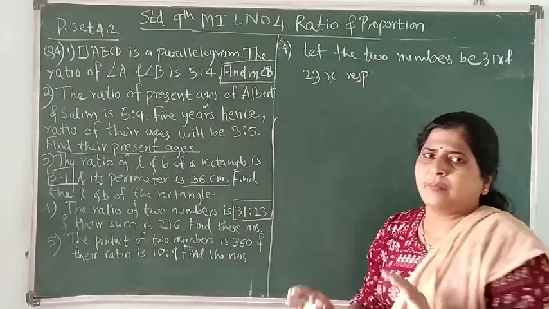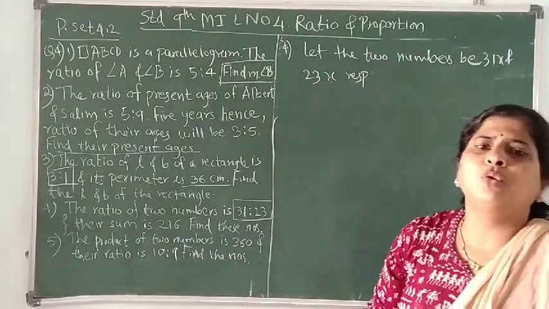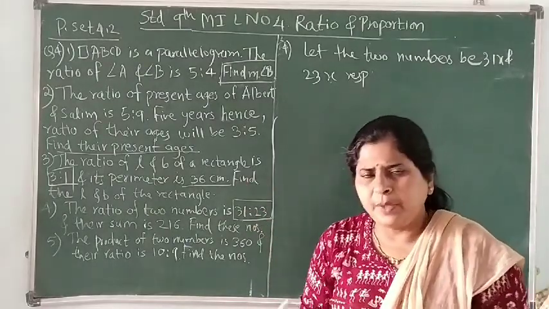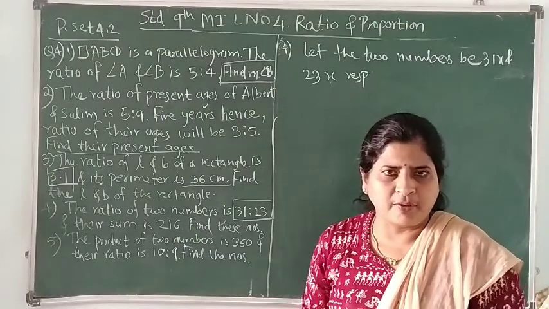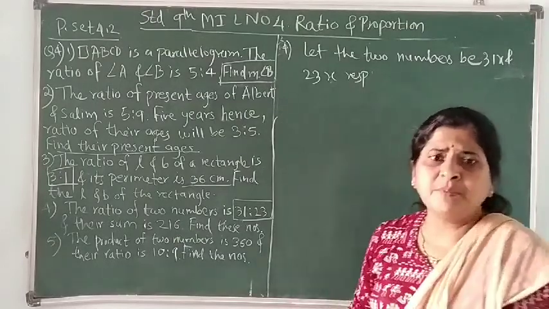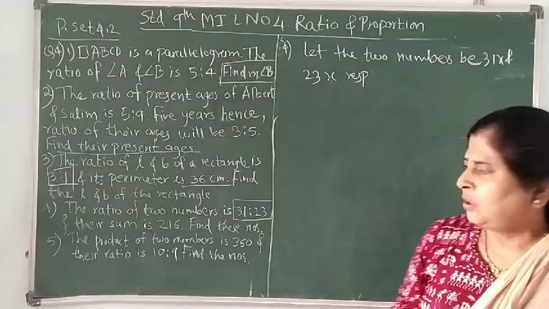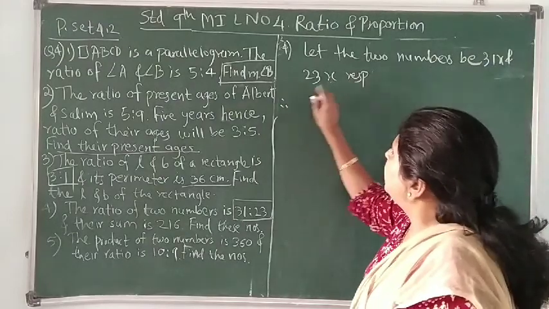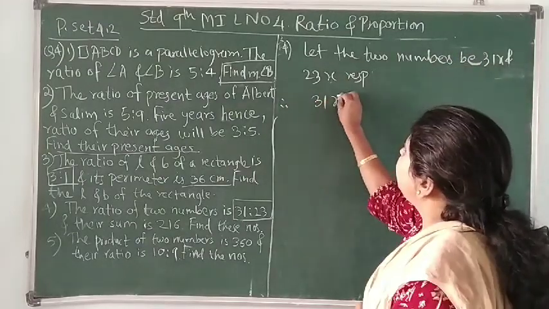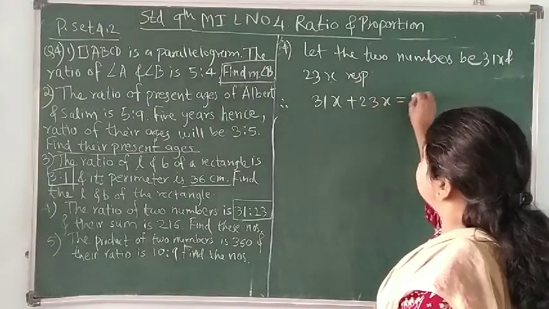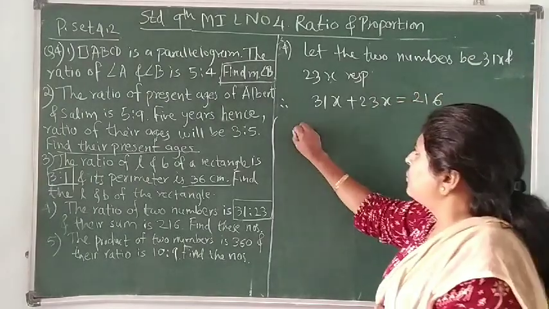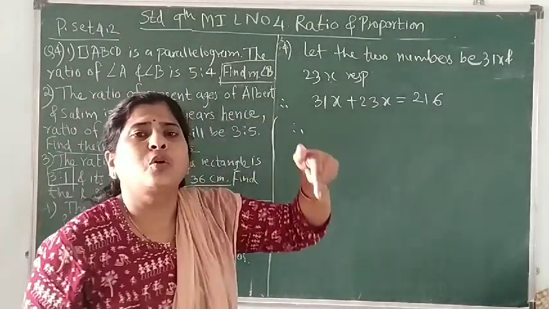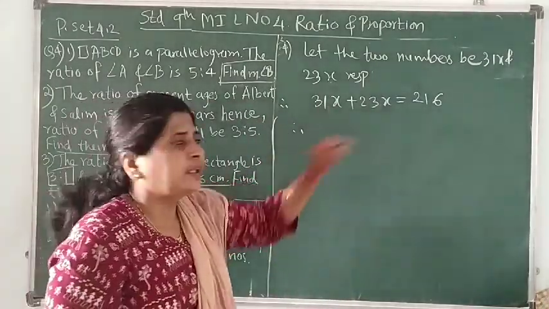So the first step in word problems of ratio, we have to multiply the numbers in the given ratio by a common multiple. It can be x, it can be m, it can be k, whatever. Next, you have to frame an equation. For that equation, what information is given? The sum is 216. Therefore, take the sum of both: 31x plus 23x, its sum is 216. Framing the equation is the second step. Third step, getting the value of the common multiplier x by solving this equation.